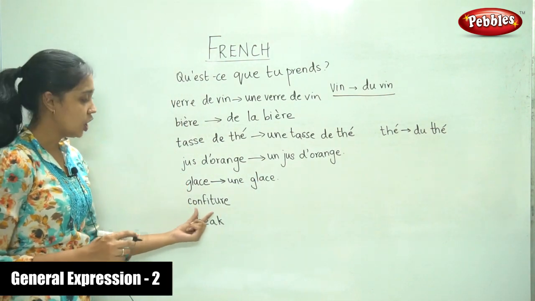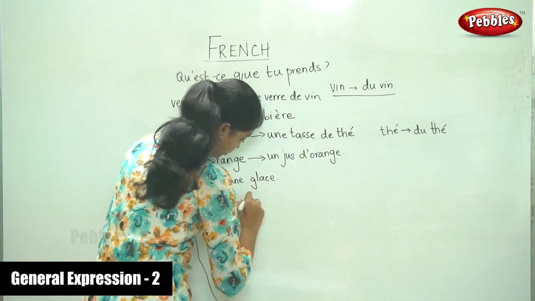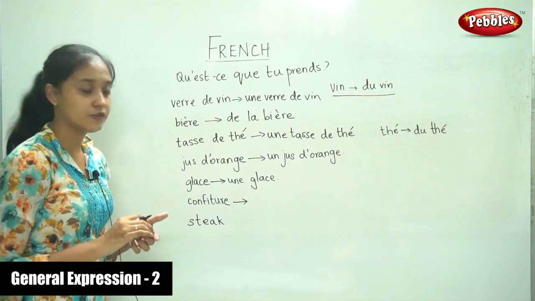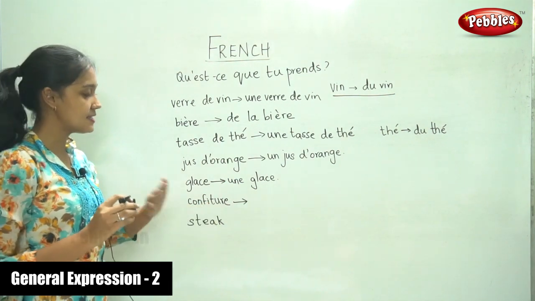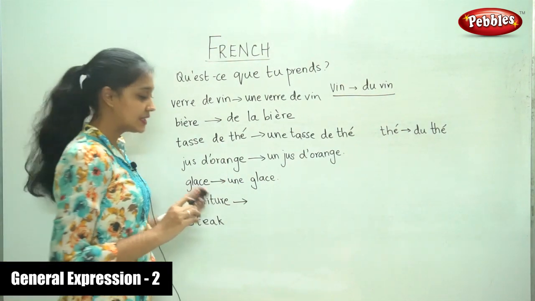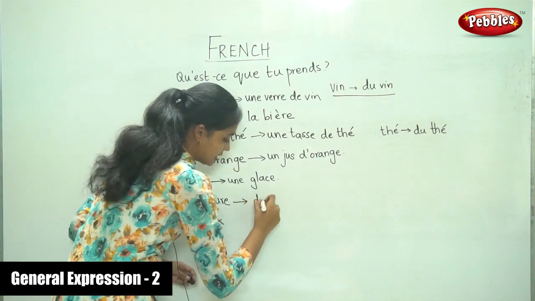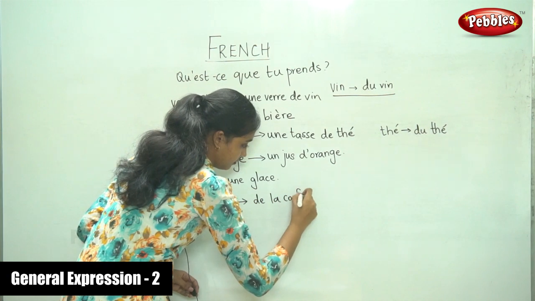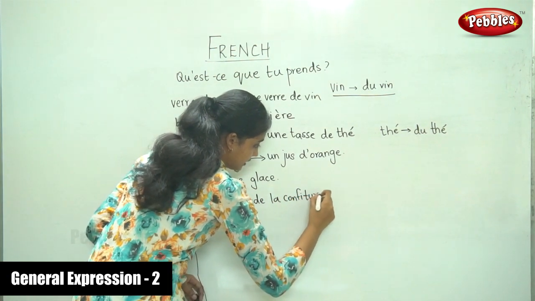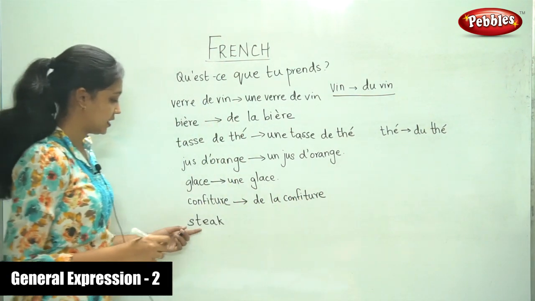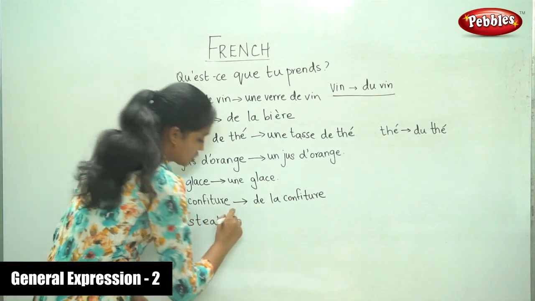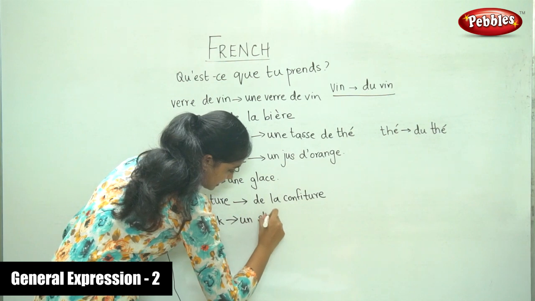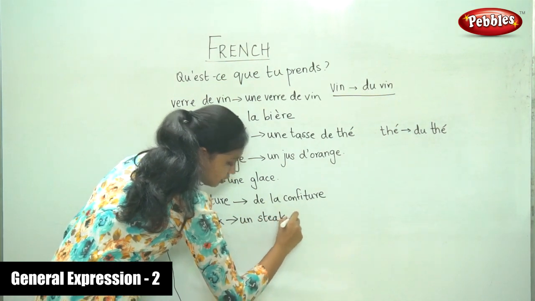The next one, confiture. Confiture is jam. So it is not a bottle of jam or a jar of jam. It is just confiture. So in this case, we use de la confiture. Steak. So steak, un steak. So it is countable.